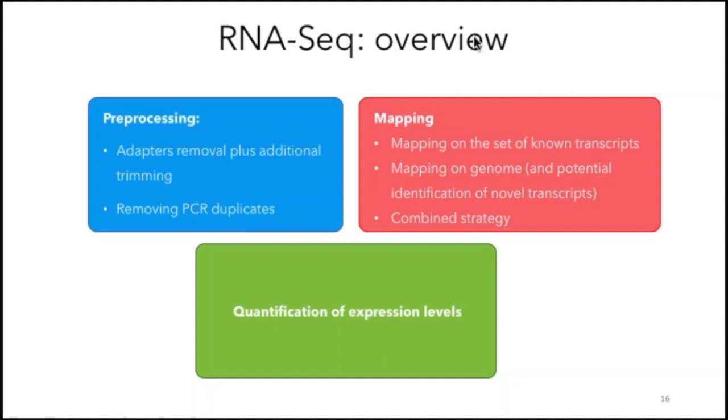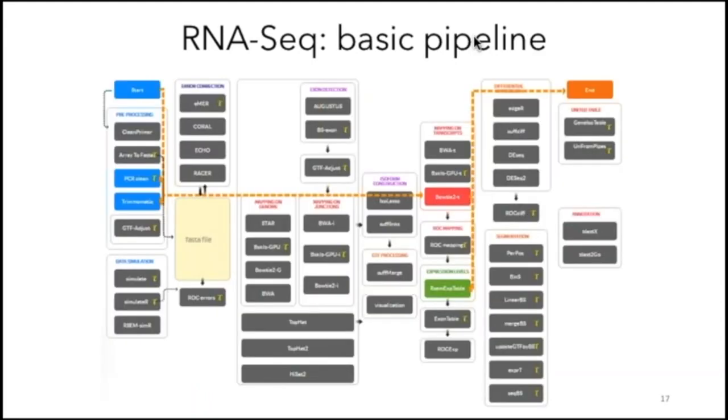Mapping, which is mapping on a set of known transcripts, so genes that are known, and identification of novel transcripts like isoforms. And then we will also discuss the combined strategy. And finally, quantification. How do we quantify the alignment of reads? So this is the basic pipeline.